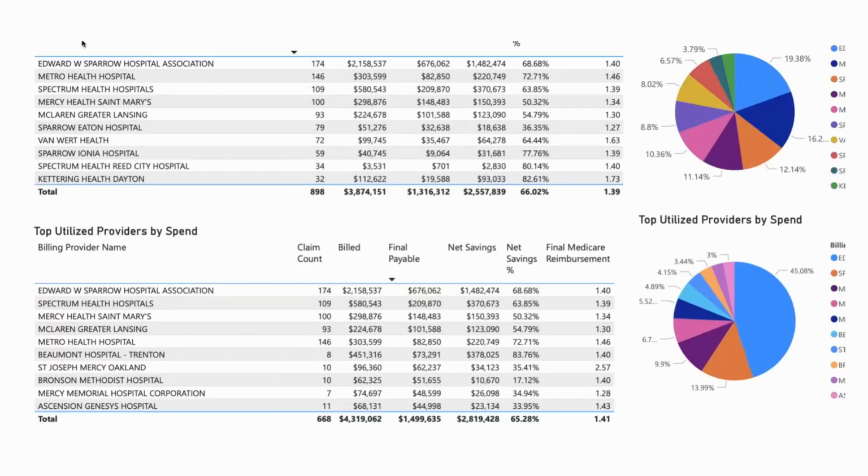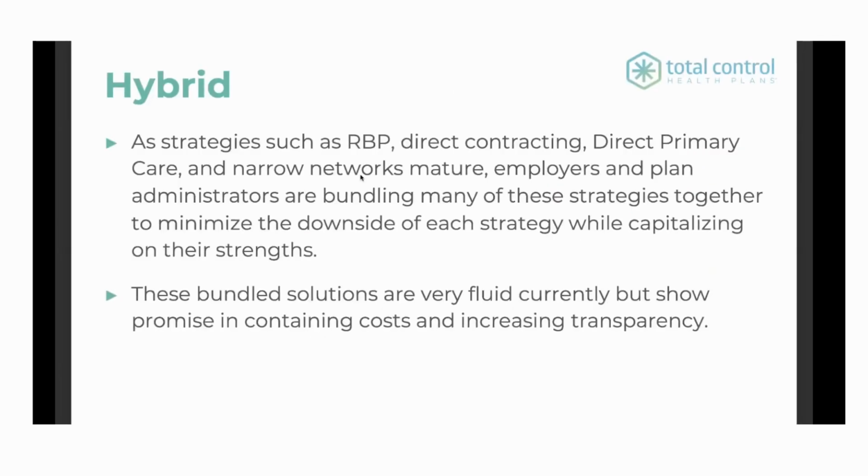All right, moving right along. We've got a lot to cover here, and we're going to wrap this up, and there certainly will be a lot more to talk about in subsequent conversations. Okay, so we talked about networks. We talked about direct contracting. We talked about reference-based pricing, and they all have their pros and cons. So maybe there's a way to get the best of all. And that's what we're calling the hybrid approach.